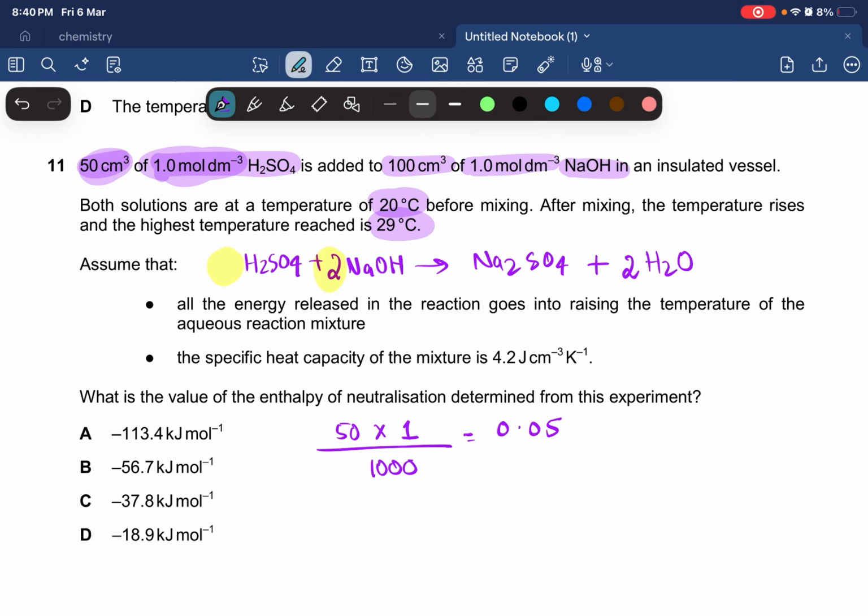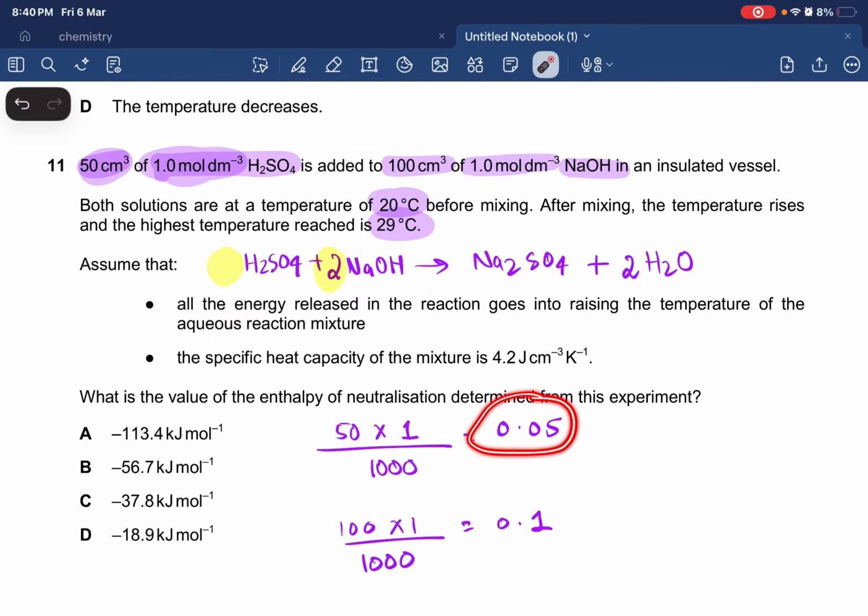And for my NaOH, how many moles do I get? I get 100 times 1 divided by 1000. I get 0.1 moles. Now you can see that they're going to exactly react. No one is the limiting reactant because 1 mole of this reacts with 2 moles of this. So 0.05 moles of this are exactly going to react with 0.1 mole of this. So both are going to be entirely used up.